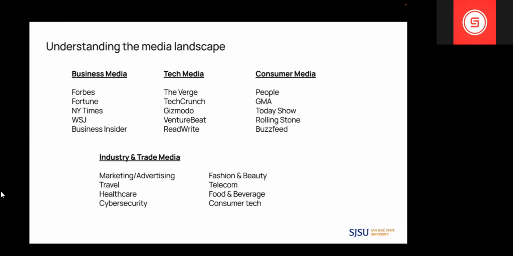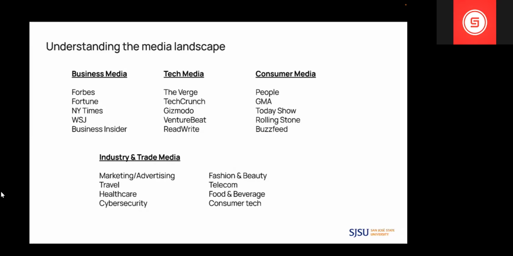Then you have the tech media, right? So technology, this can include things like AI, artificial intelligence, ChatGPT. It could also include consumer technology like laptops and mics and webcams, but it's like equipment, right? So it's things you would buy at Target or on Amazon. That's publications like The Verge, TechCrunch, Gizmodo, VentureBeat, ReadWrite.